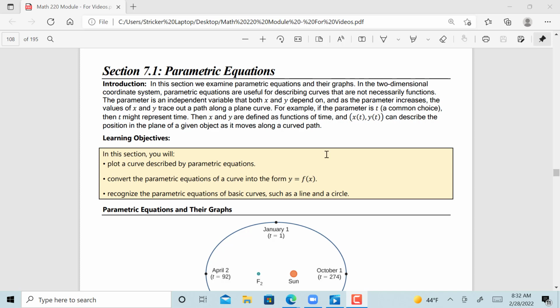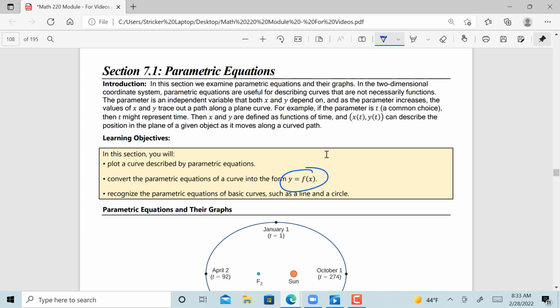equation is, why it is important. We're also going to talk about how to convert parametric equations into an equation that has the form y equals f of x like we're used to. And then lastly, we're going to start to recognize some parametric equations as some basic curves, things like circles and lines and things that we are familiar with from regular functions of x or functions of y.